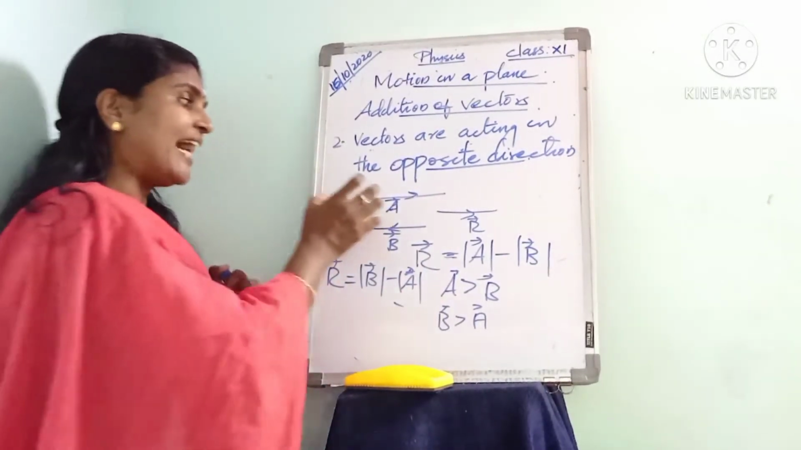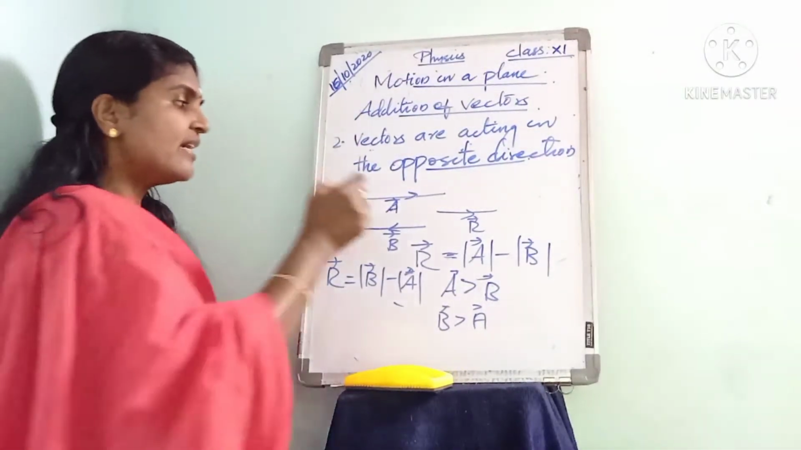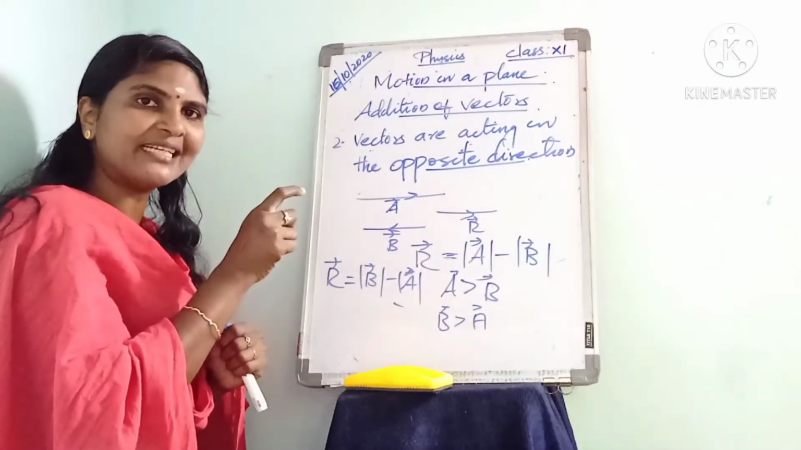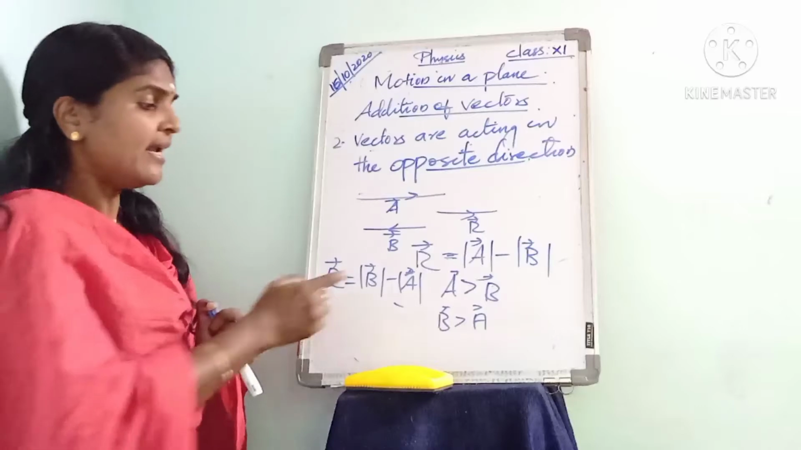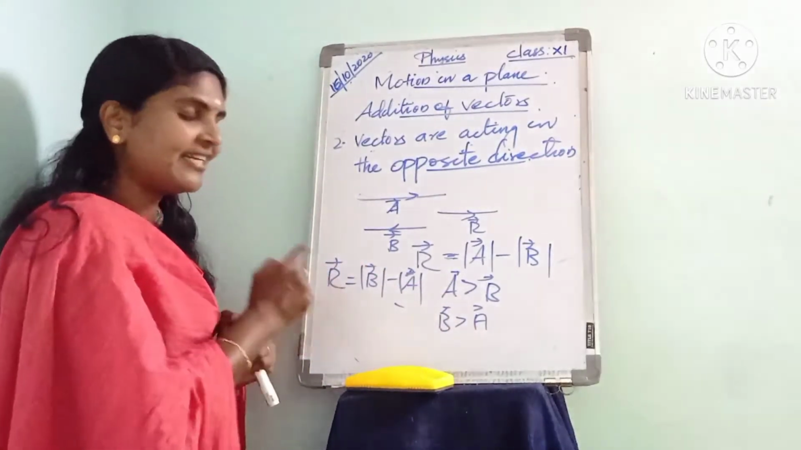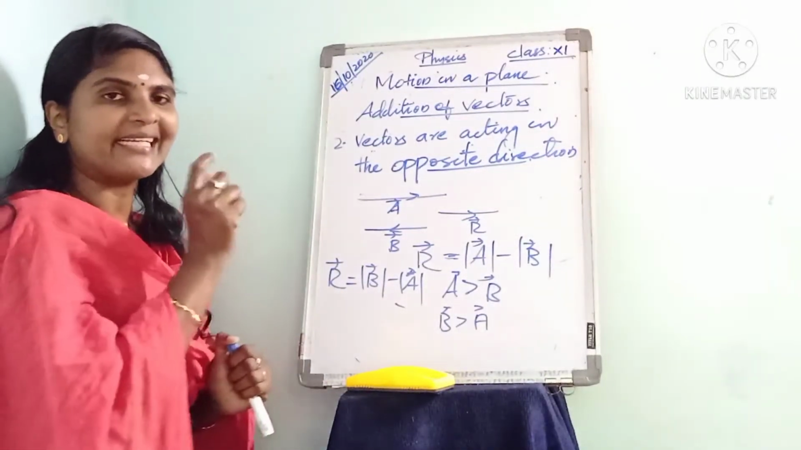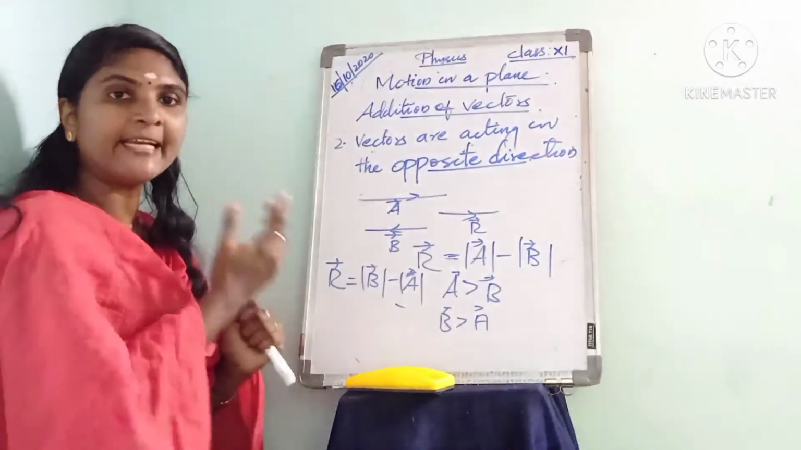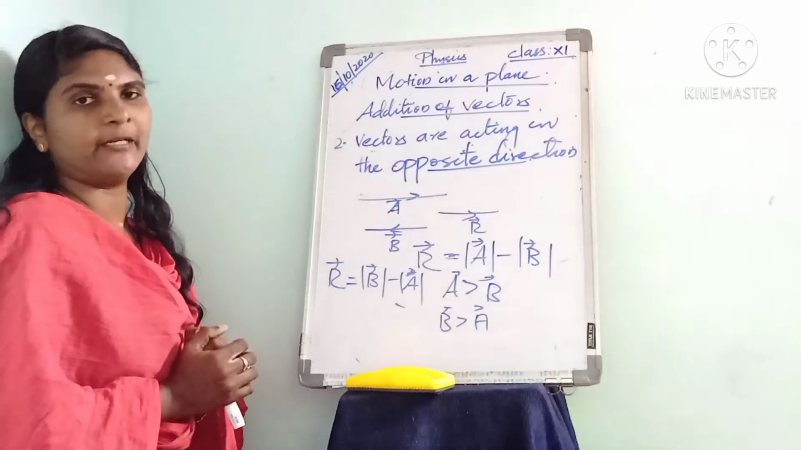And the direction is in the direction of the bigger vector. Suppose vector A is bigger than vector B, then the direction of the resultant vector is in the direction of A. And if vector B is greater than vector A, then the direction of the resultant vector is in the direction of vector B. So we can say the direction of the resultant vector is in the direction of the bigger vector when the two vectors are acting in the opposite direction.